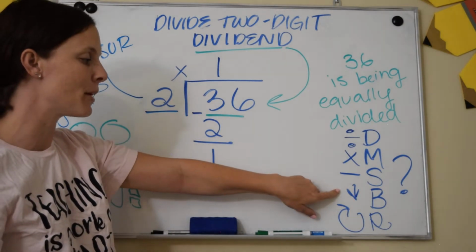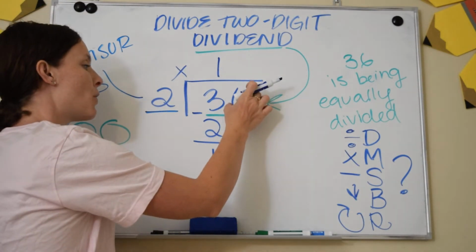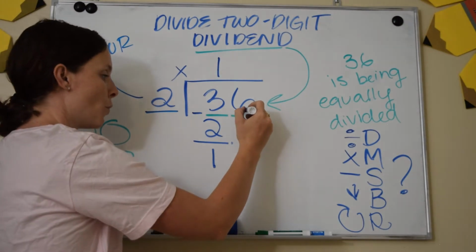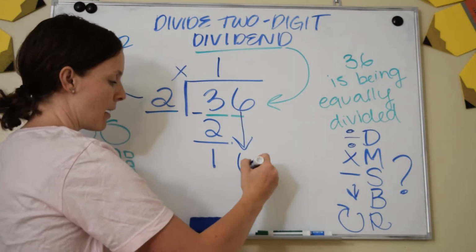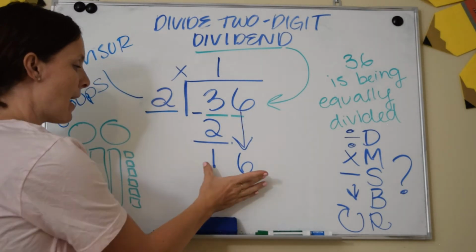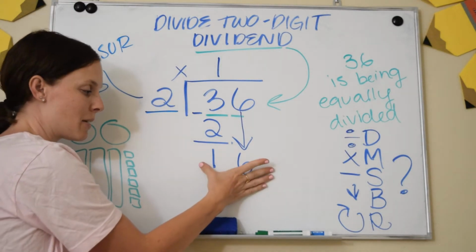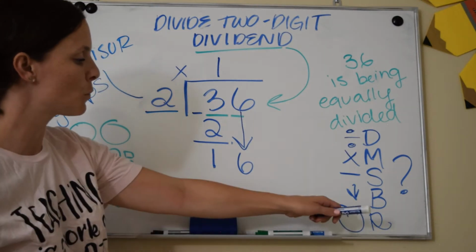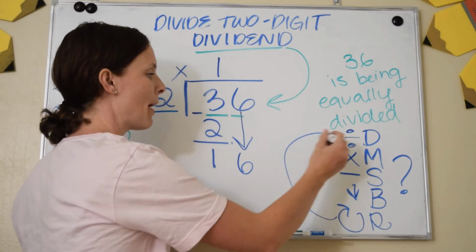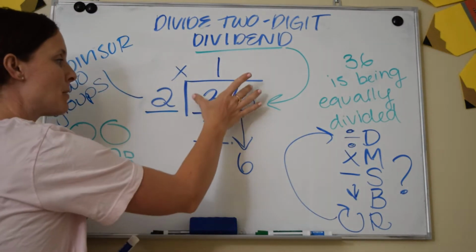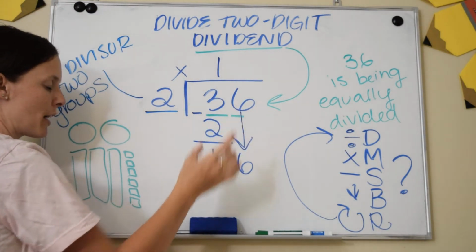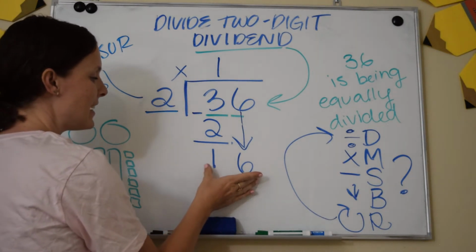B stands for bring down. You only bring down the next digit, and you only bring down 1 digit at a time, and it happens to be a 6. Now I have 16. So these numbers come together, and it says repeat. Repeat means go back up and divide. I'm done with the 36. I already subtracted the 2. Now I'm doing 16 divided by 2.